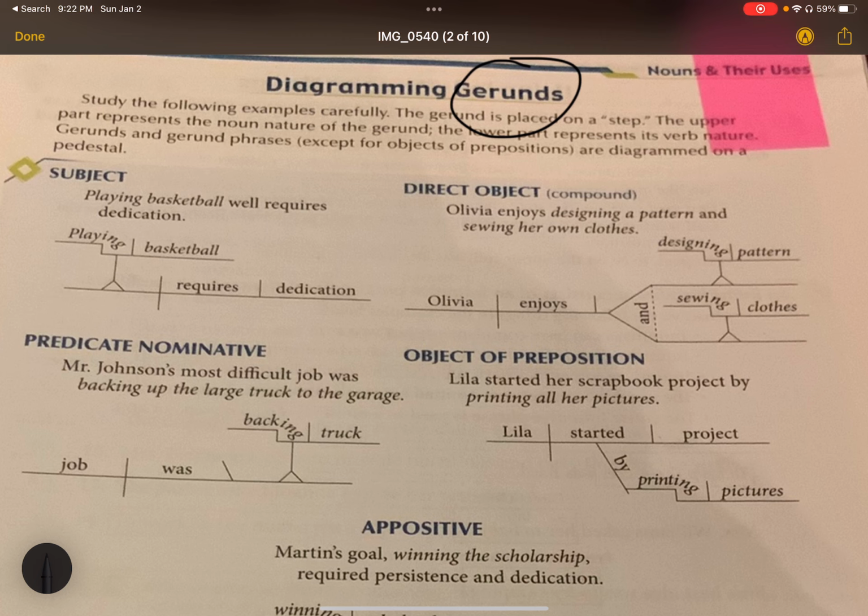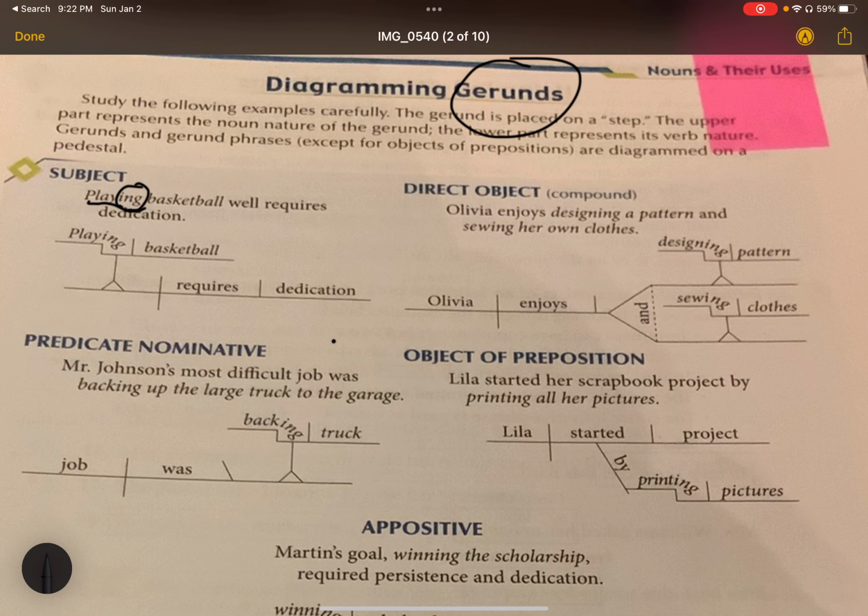gerunds, because they can be nouns, they can pretty much be any part of a sentence that a noun can be. So, for example, they can be a subject, like playing basketball well requires dedication. Playing is a gerund. You see the ing ending, and here it's acting as a noun, the subject of the sentence. Basketball is the object of the gerund playing. Remember, we talked about how since verbals have verb characteristics, they can have complements.